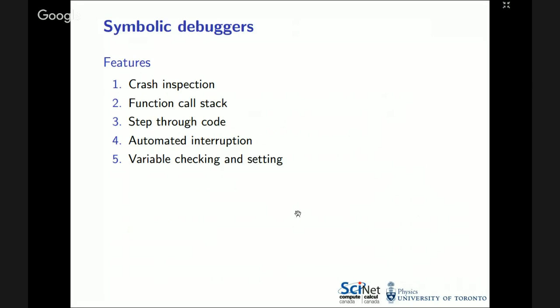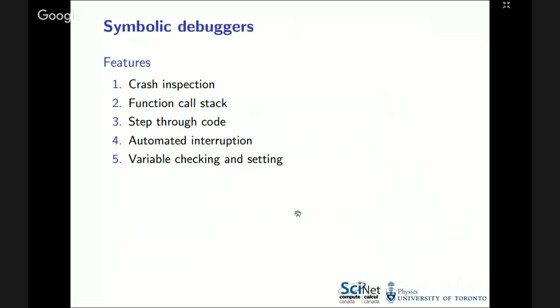Usually it's called a symbolic debugger because it's analyzing the symbols within the program that you want to analyze. It can inspect crashes of the code. It has the stack of the functions that are being called. It can step through the code. It allows you to put breakpoints, automated interruptions, so you can tell the debugger, go until this line, I'm pretty sure everything is fine. Stop there, analyze, and continue.